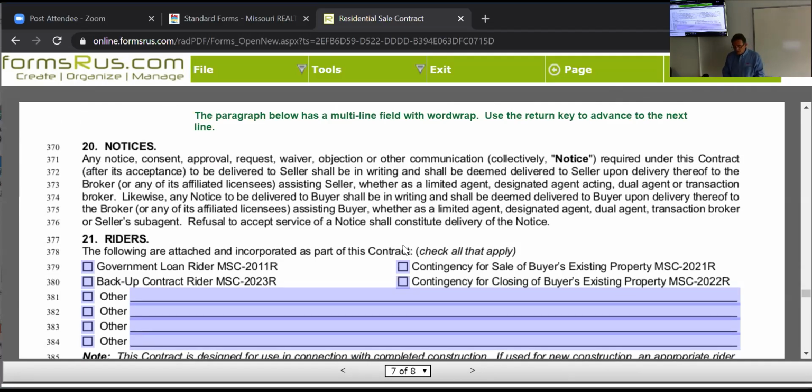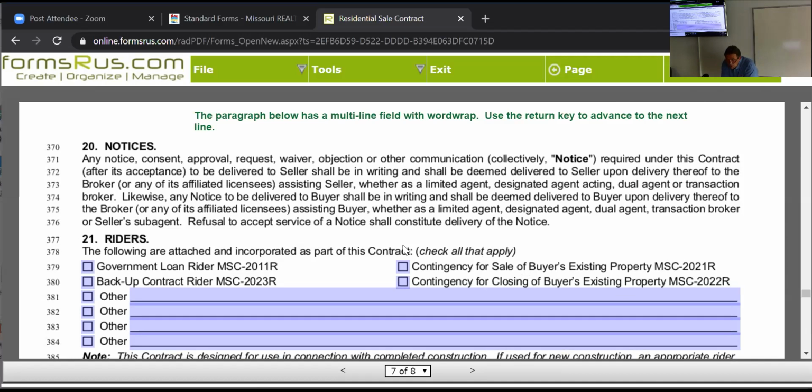And then notices, bottom line, we can read the paragraph totally, but put everything in writing. So any notice, consent, approval, request, waiver, objection, or other communication, collectively called a notice, required under this contract to be delivered to seller shall be in writing and shall be deemed delivered to seller upon delivery thereof to the broker assisting the seller, whether as a limited agent, designated agent, dual agent, or transaction broker. In other words, upon delivery, you've received notice.